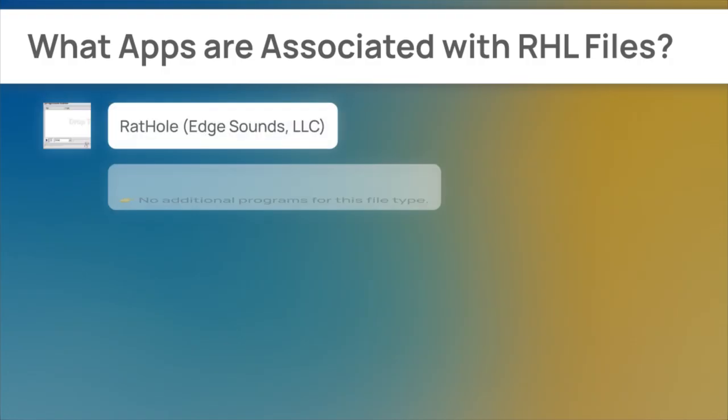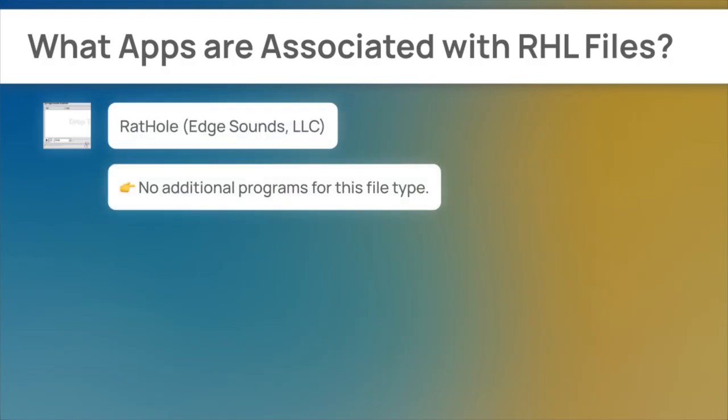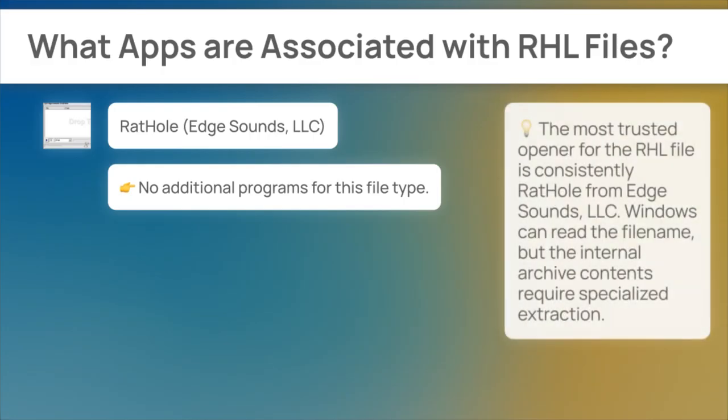Your application default for RHL should ideally be RatHole from EdgeSounds LLC. Windows can read the file name, but the internal archive contents require specialized extraction. Windows can handle basic playback for most audio files, but advanced editing still requires dedicated audio software.